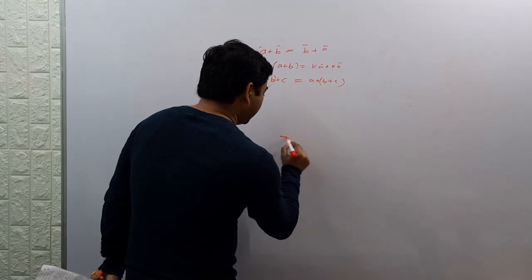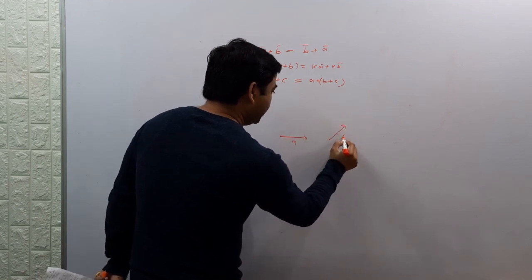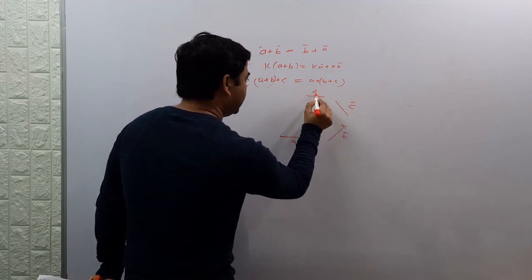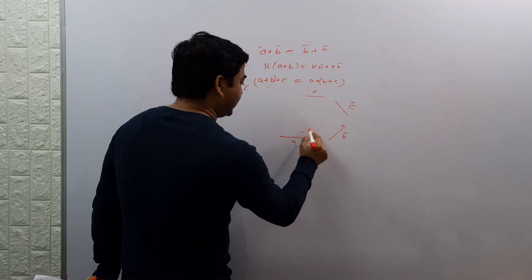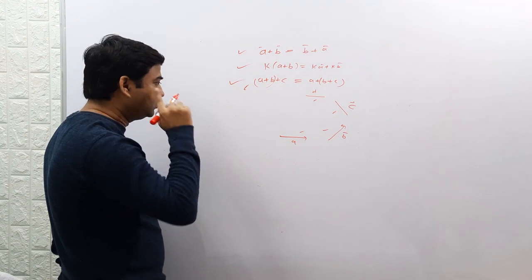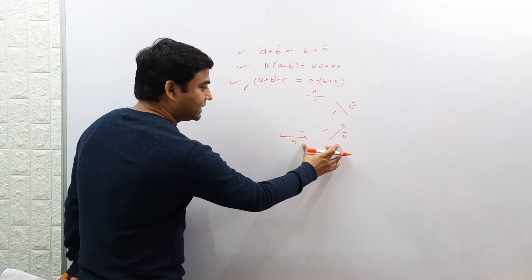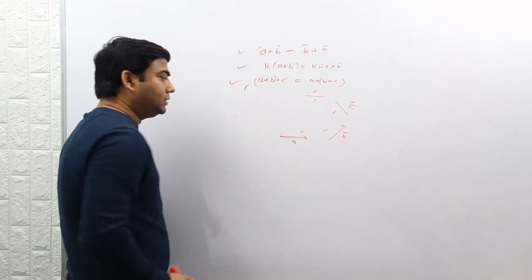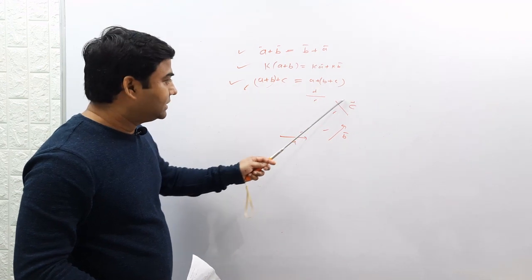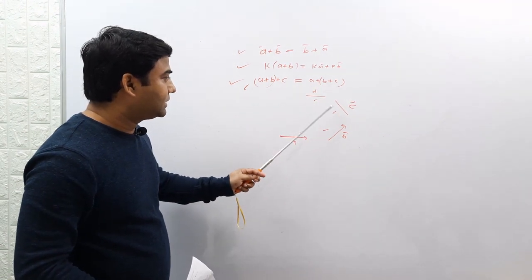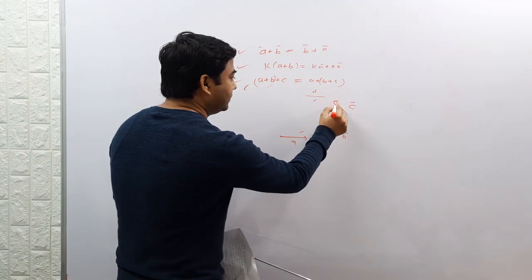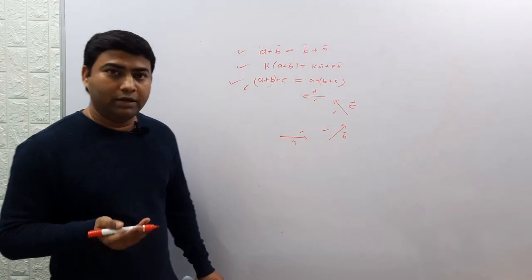Suppose this is vector A, this is vector B, this is vector C, this is vector D. There are four vectors. So how to add all these four vectors? We can use triangle law. We will first add these two vectors, find the resultant, then add the resultant of these two vectors with this C vector, find the resultant, then the resultant of these three vectors will be added to D vector and find the resultant. This is one method, by the triangle law.